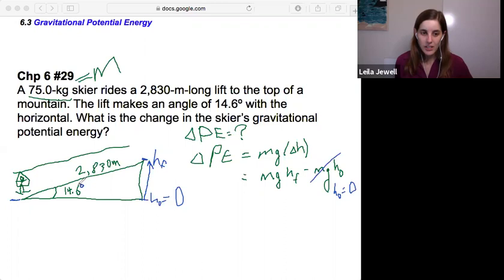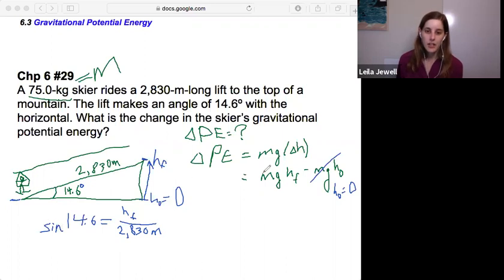We have this angle, and we have the length of the top of the triangle, the long side of the triangle, the hypotenuse. So what trig function can help us relate this side that is opposite the angle to the hypotenuse? It's going to be sine, right? We can see that sine of 14.6 is going to equal the opposite, which we could call h sub f, divided by the hypotenuse, 2,830 meters. So the final height is just 2,830 meters times sine of 14.6.